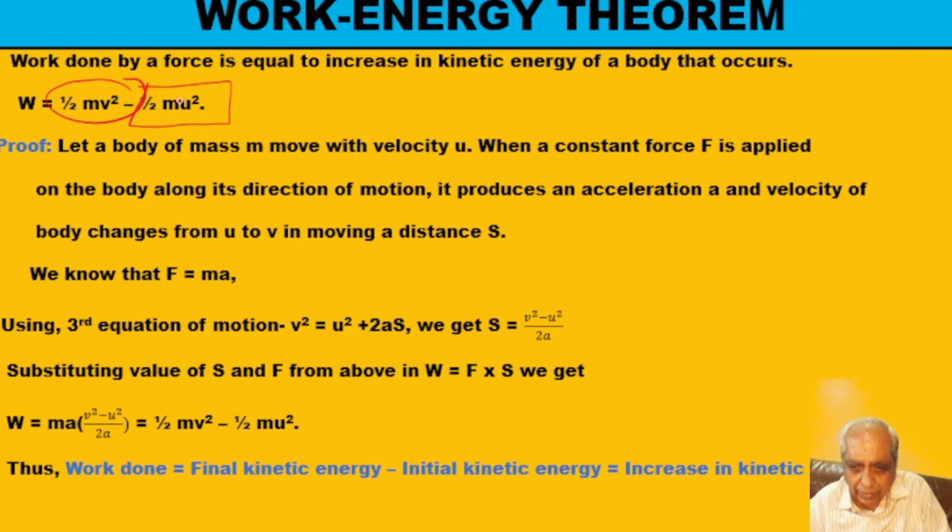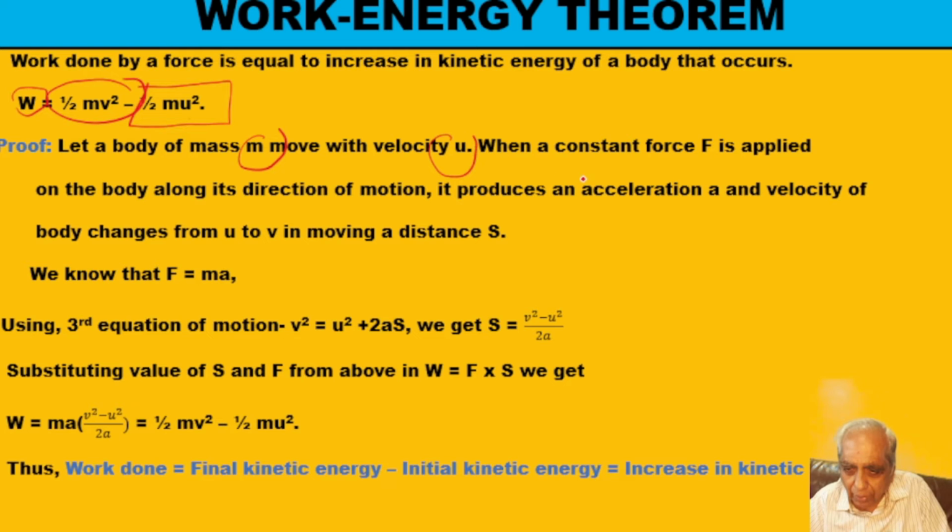So the work energy theorem says the increase in kinetic energy of the body is the work that I have done, w. So now I will prove that work done on the body is equal to the increase in its kinetic energy. So this is the work energy theorem. The body has a mass of m. So this is the mass m of the body. This is the initial velocity.